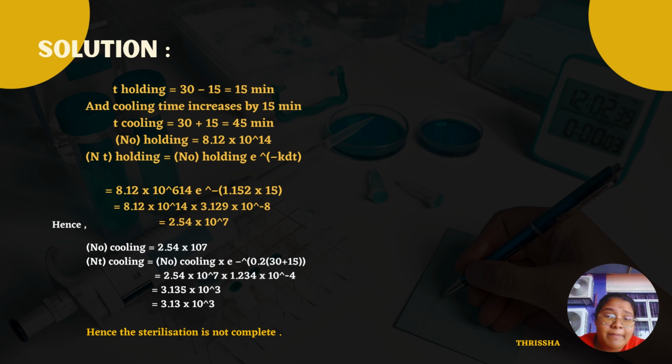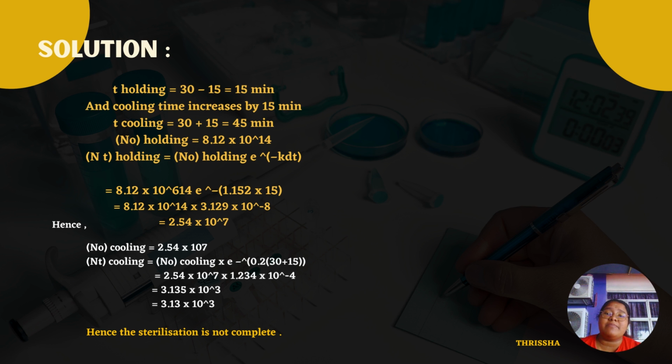During the holding time, the power went off after 15 minutes, so heating stops and cooling starts. The time allocated for holding is 30 minutes, and for cooling is 30 minutes. Now the holding time is reduced to 15, and the balance of 15 is added to cooling, making the cooling time 45 minutes. Now let's find N naught holding, which is already given as 8.12 exponent 14. This is the constant we will use in our function equation.